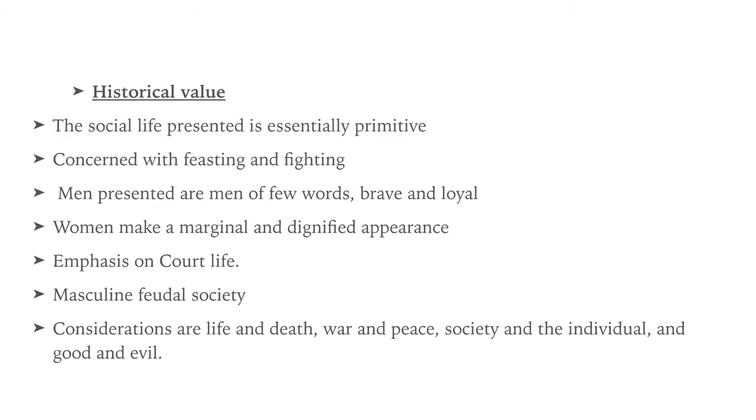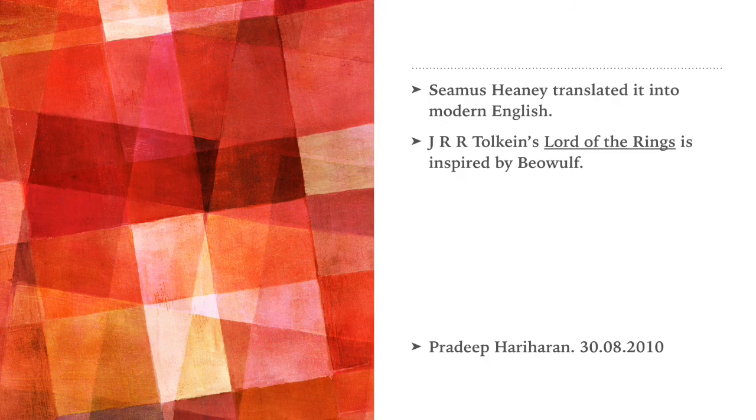What is the historical value of this poem? Actually, the picture of social life given to us in Beowulf is essentially primitive. But obviously it speaks about what you may call a masculine feudal society. Those people were primarily concerned with eating and drinking, and men are somber in nature, of few words, though they are brave and loyal. Women make a very marginal presence, but they are dignified.